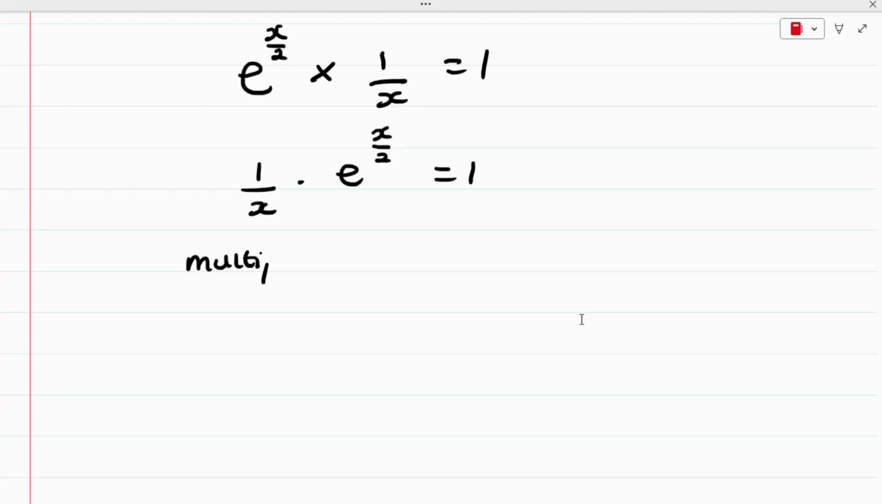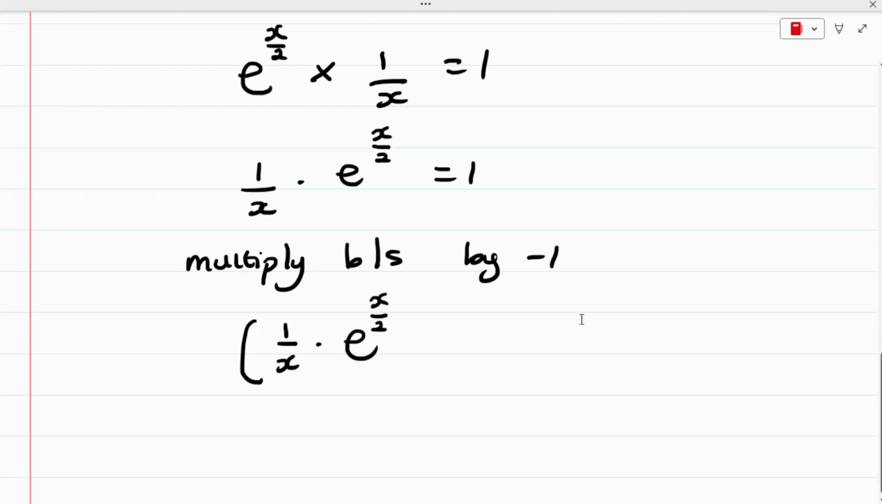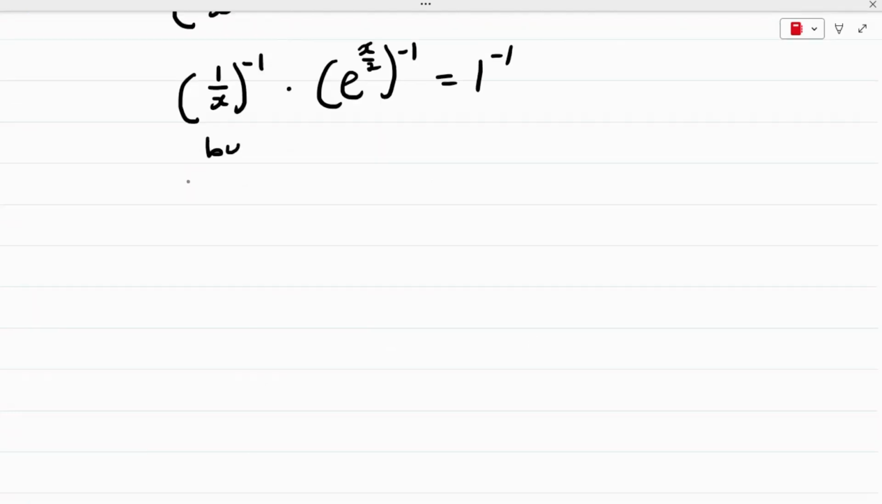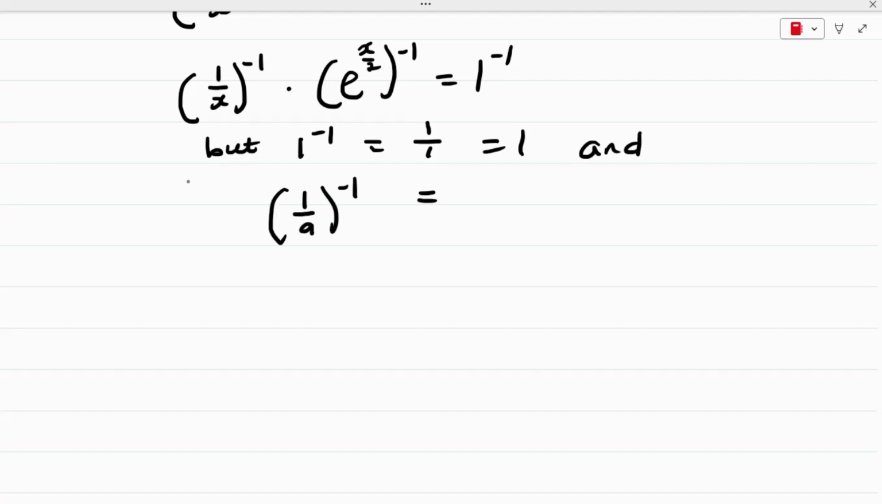So the next thing we want to do is to simply multiply both sides by minus 1. Multiplying both sides by minus 1, we have 1 over x multiplied by e raised to x over 2 multiplied by minus 1 is equal to 1 to the power of minus 1. Here we can split this into 1 over x to the power of minus 1 multiplied by e raised to the power of x over 2 to the power of minus 1, which is equal to 1 raised to the power of minus 1. But 1 raised to the power of negative 1 is the same thing as 1 over 1, which is equal to 1. Also, if we have 1 over a, all raised to the power of negative 1, it is the same thing as a.